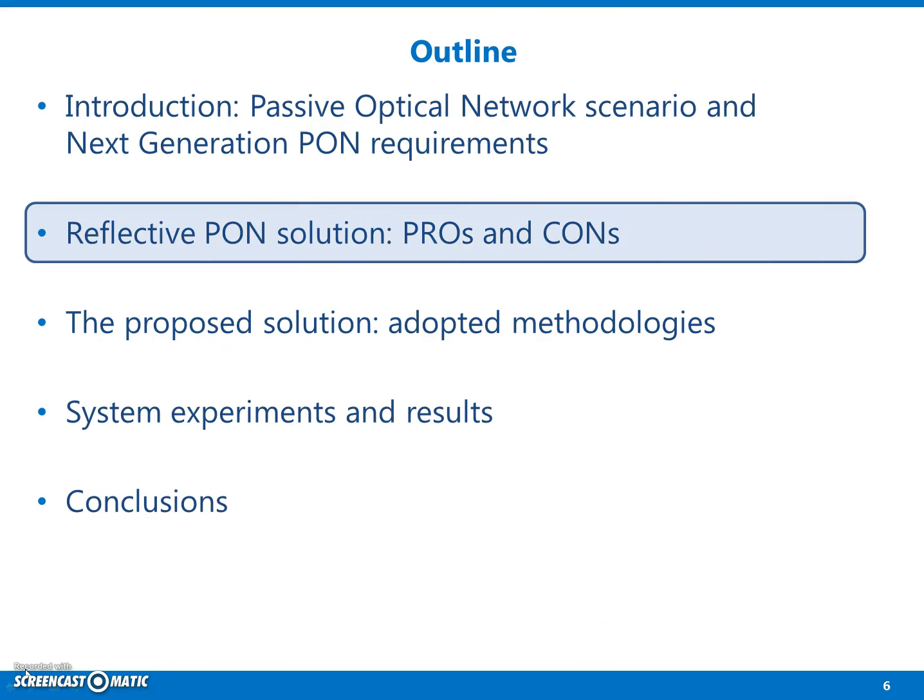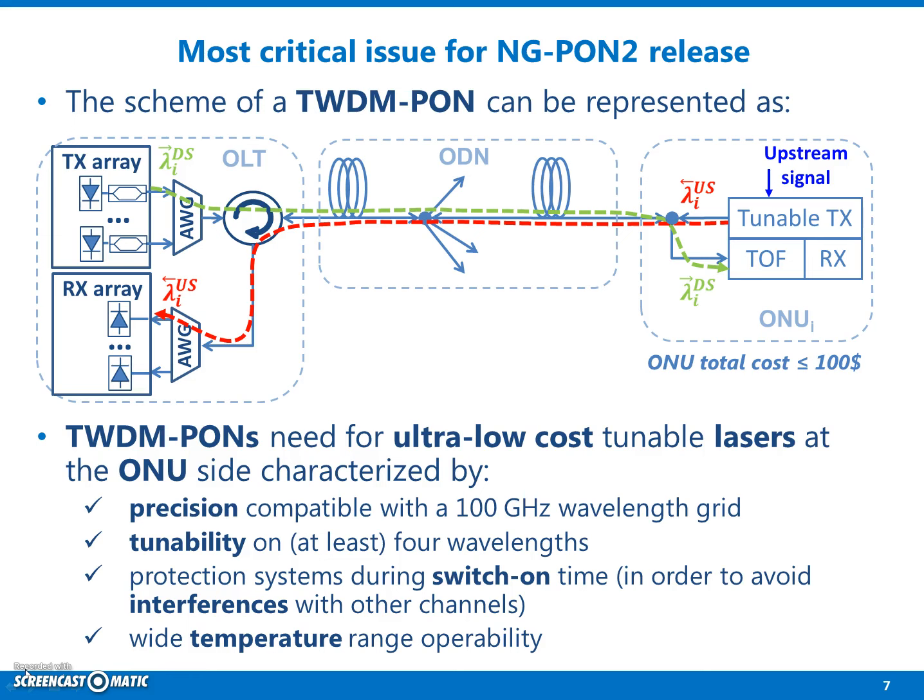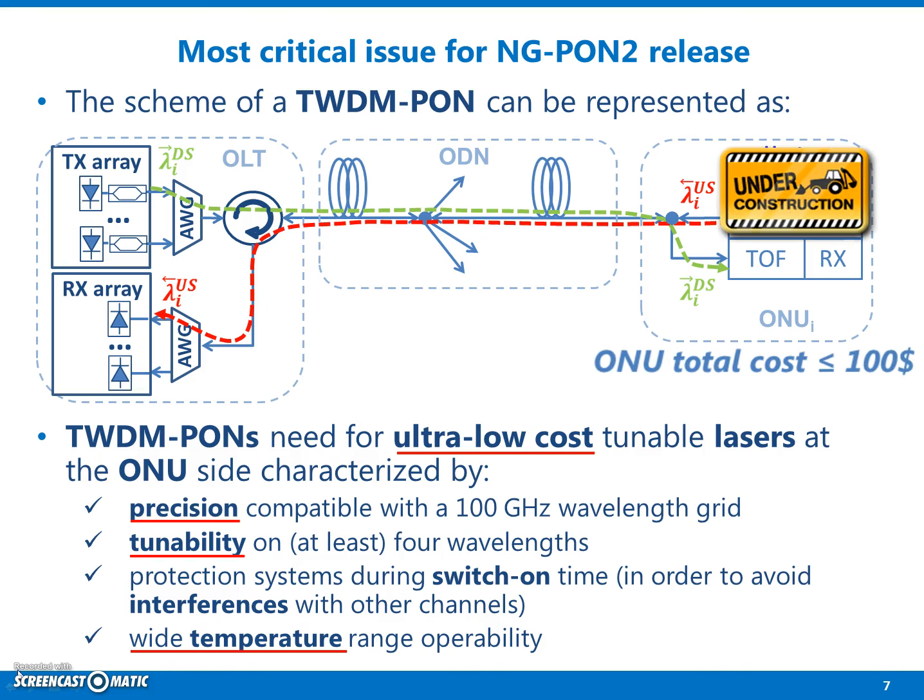One of the few physical layer problems which ITU-T is still working on before the final NG-PON2 recommendation release is the lack of available low-cost tunable lasers on the market with sufficient tuning range, precision and launch power to be installed at the optical network unit side for the upstream signal generation, because they should have a target price compatible with the equipment to be installed at the customer premises.